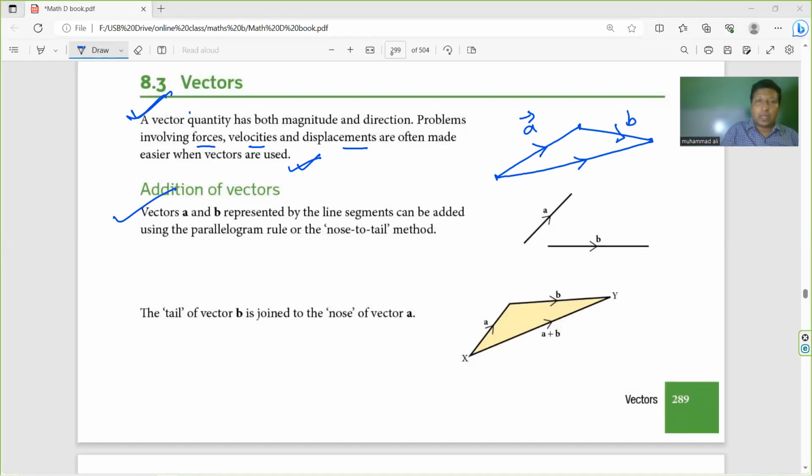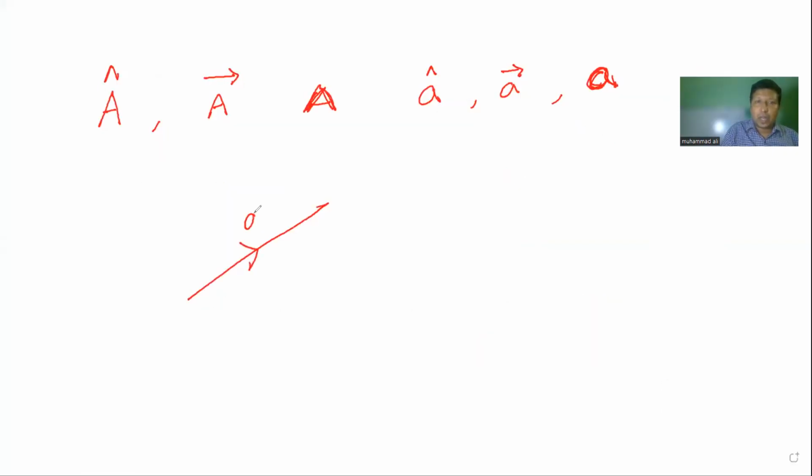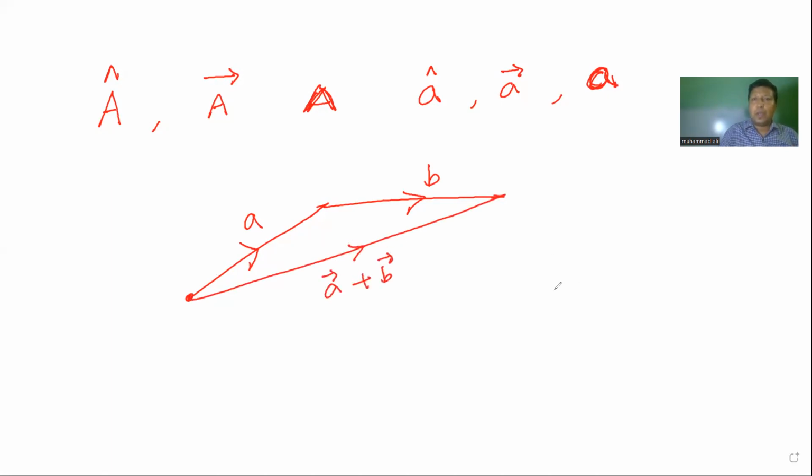Addition of vectors: this is one vector, added to another vector b. So the resultant vector always starts from the first vector's tail and joins the second vector's head. So it will be a vector plus b vector. But sometimes a vector is here and b vector is like this. But as you learned, the resultant vector starts from the first vector's tail and joins the second vector's head.